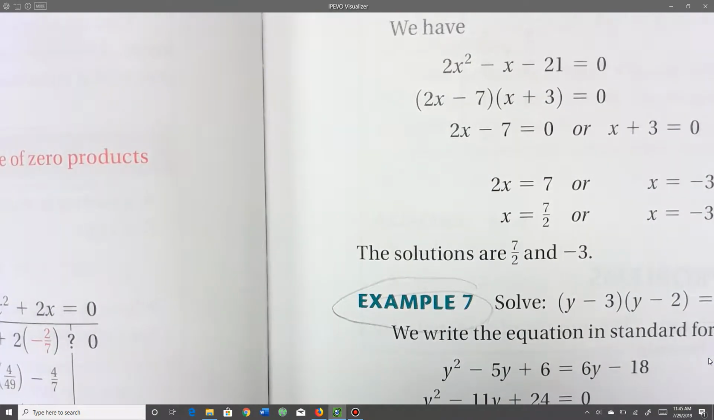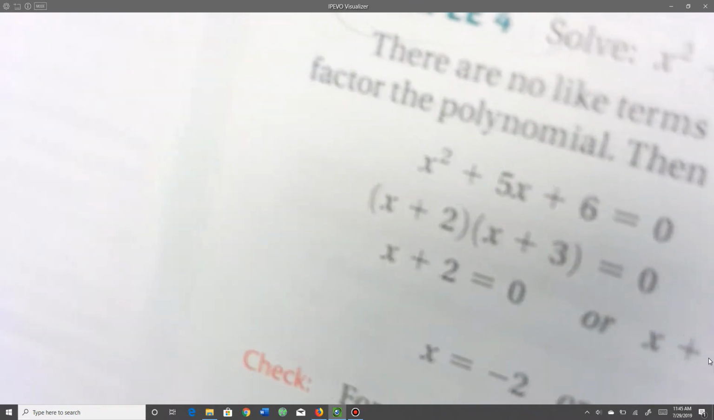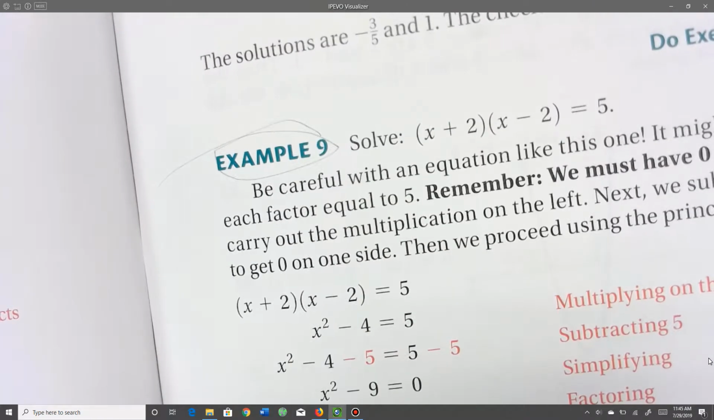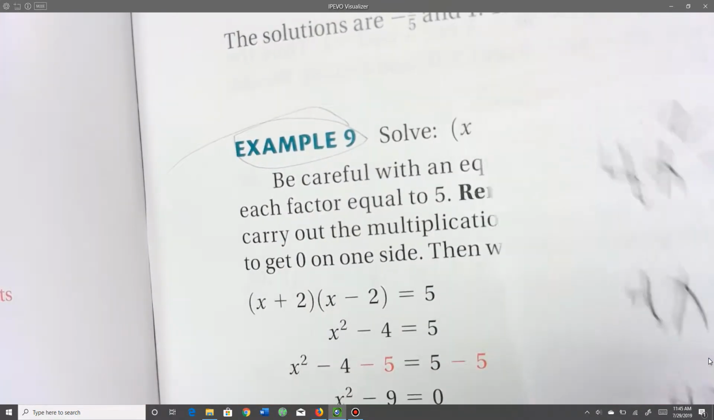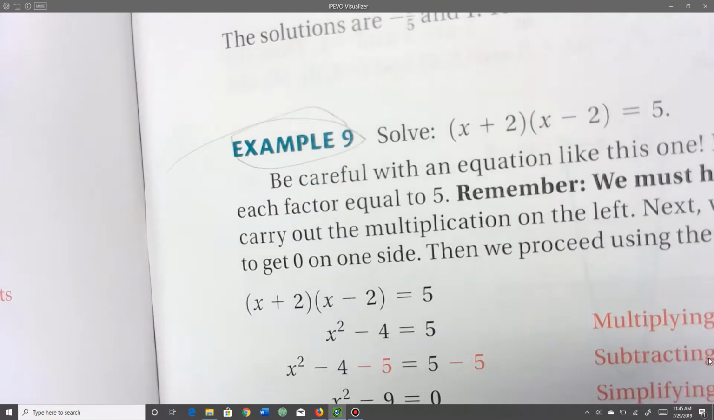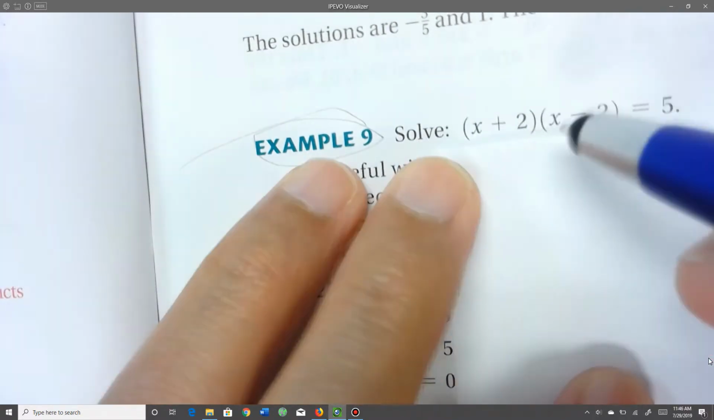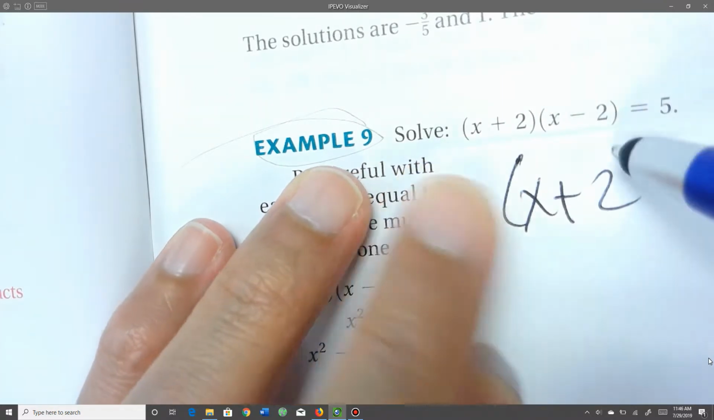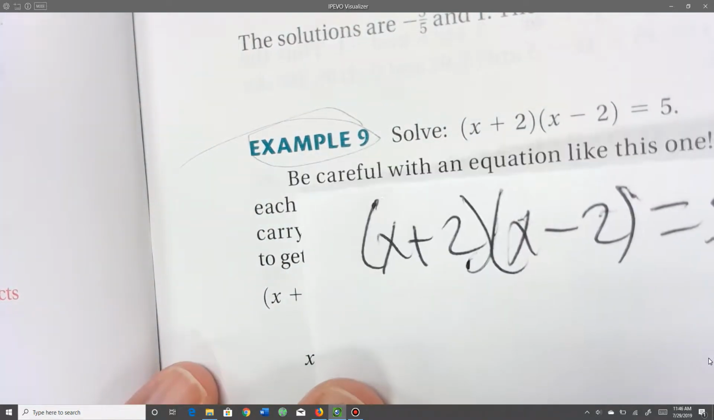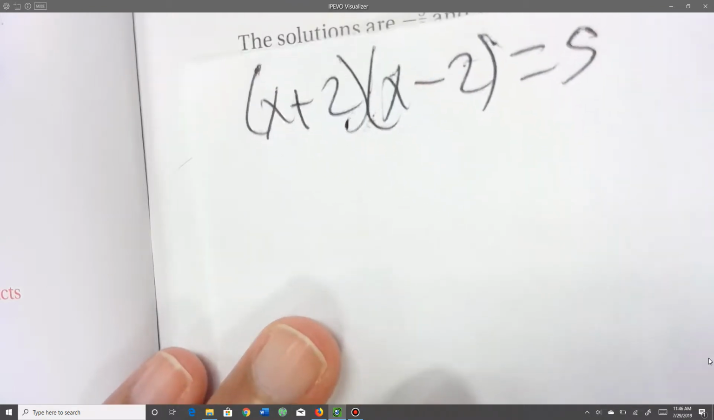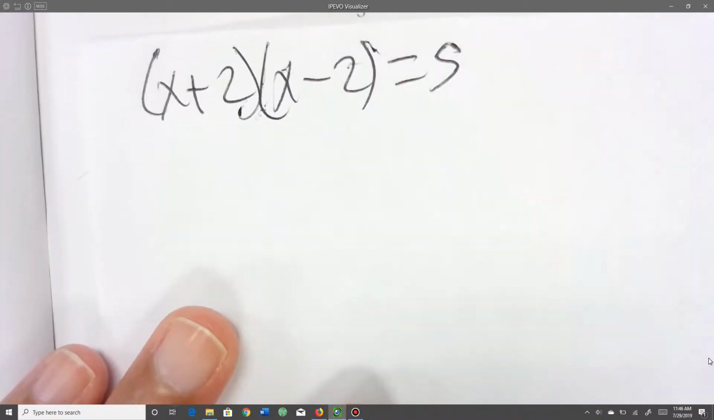I believe I can work this one out first. Well, let me work out an easier version of this over here in section 11.7, which is this. Let me fold the paper here. And I'm just going to rewrite it. X plus 2 times x minus 2 equals 5. Okay, now I'm here. Oops. There you go.